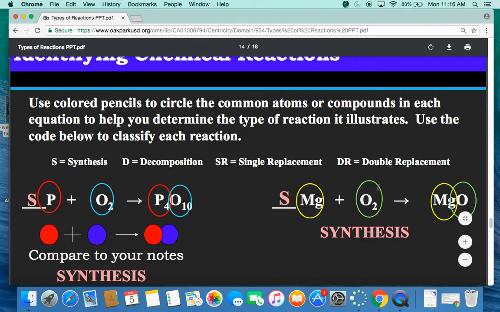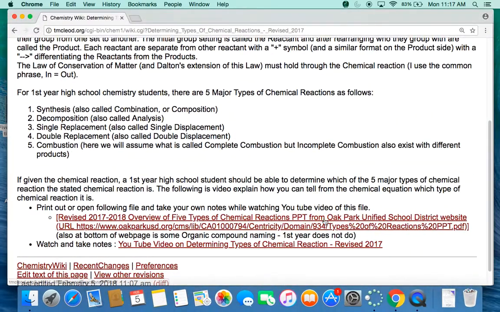Okay? Again, that's the easiest way of doing it. And that's what you're going to do. Somebody's going to give you a chemical equation, and then you're going to look at it, and you can use those things to figure out if it's synthesis, decomposition, single replacement, or double replacement.